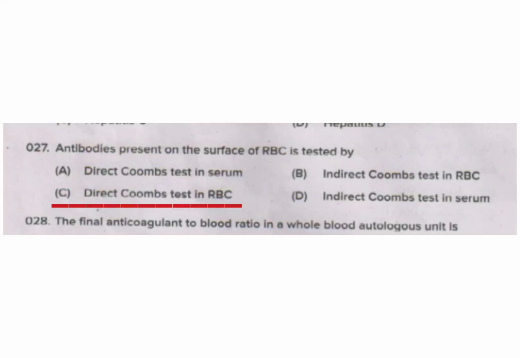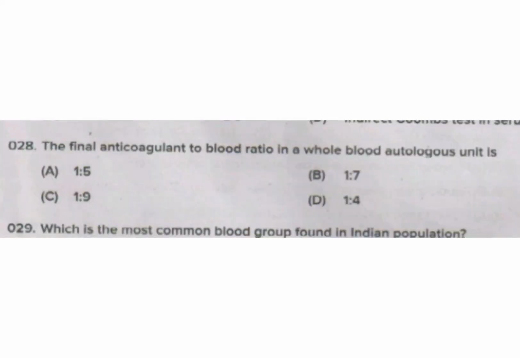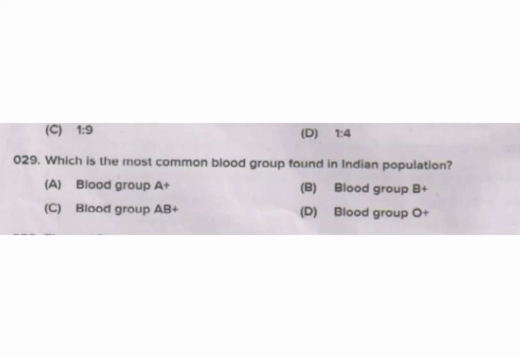Next question, the final anticoagulant to blood ratio in a whole blood anticoagulated unit is? Four options are: option A 1:5, option B 1:7, option C 1:9 and option D 1:4. The answer is option B, 1:7.